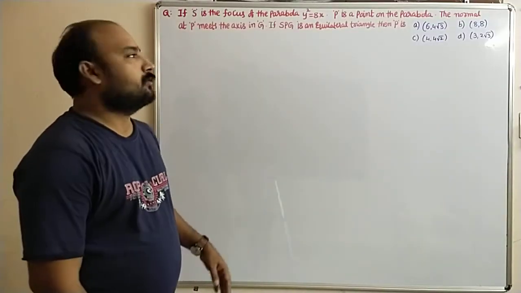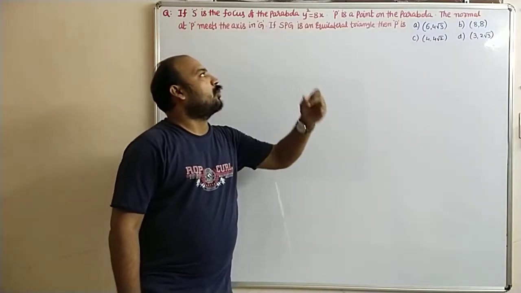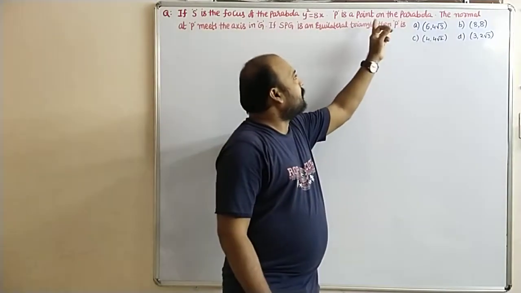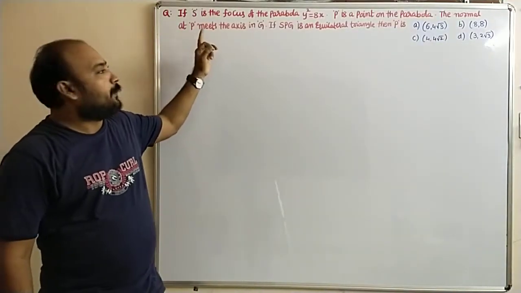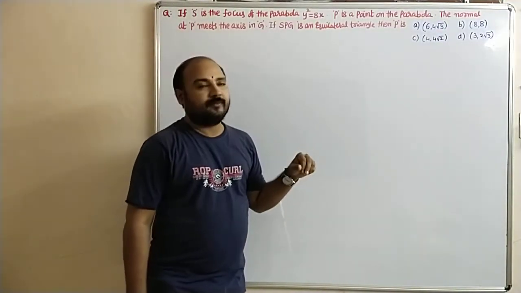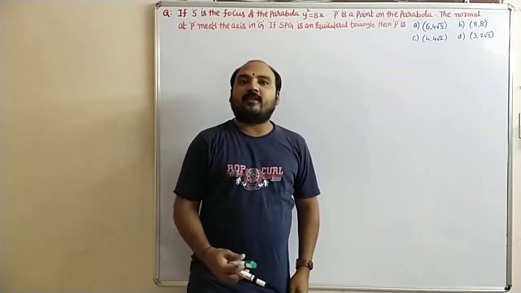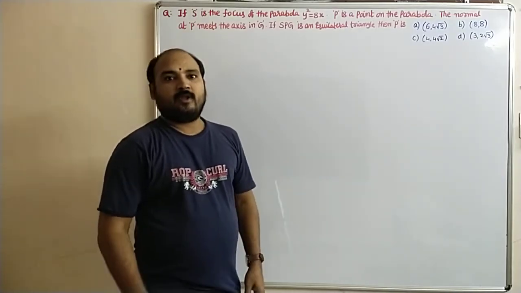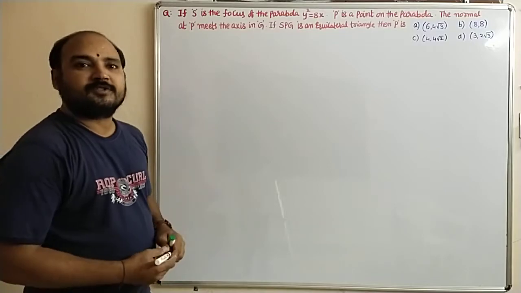The next question. If S is the focus of the parabola y square equal to 8x, P is a point on the parabola, the normal at the point P meets the axis in G. If SPG is an equilateral triangle, then the point P is. If you draw the proper diagram according to the question, you will get the answer easily.